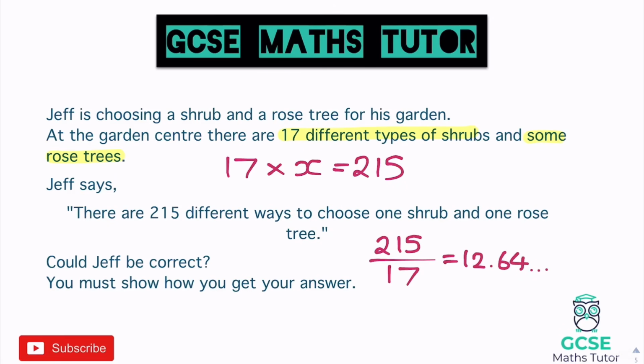If it was 12, for example, 17 times 12 would give us 204. That could be a possible amount. Or maybe 17 times 13, which would give us 221. They would both be possible combinations, but this option of having 215 possible combinations is not correct, so no, because there is no number that multiplies by 17 to make 215. So that's thinking about this in reverse in terms of the total, and whether that is a possible total.